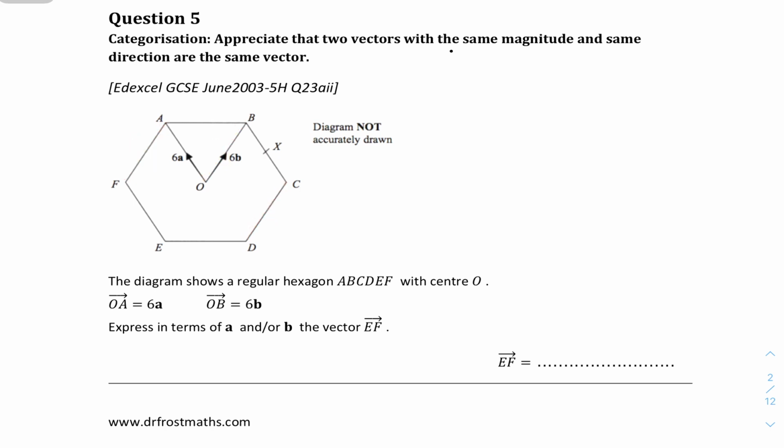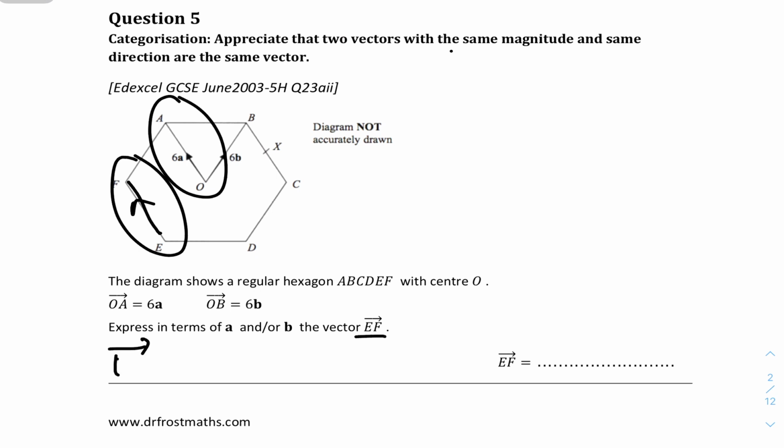So we know that EF is in this direction right here. And we know that it's parallel to OA, and because it's a regular hexagon, that means EF equals OA, which is equal to a. And let me just use a new color, like a green color, so it'll be a, like so. EF equals a.